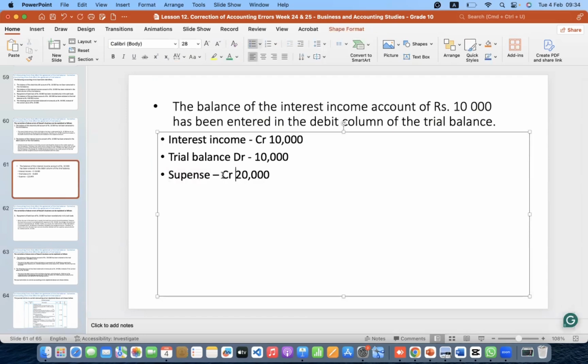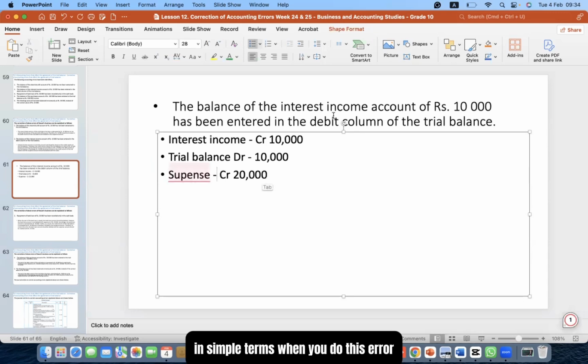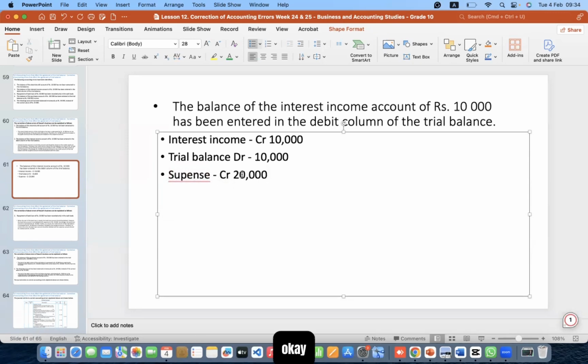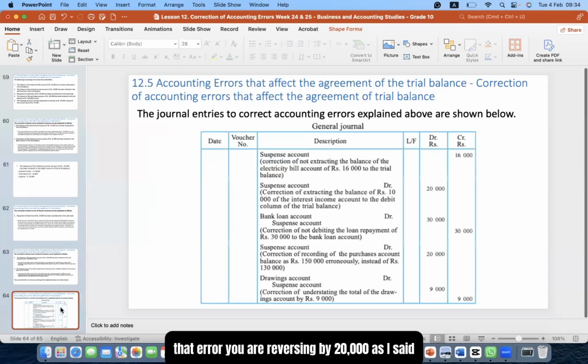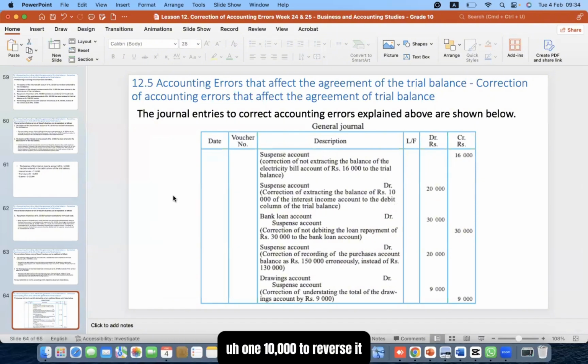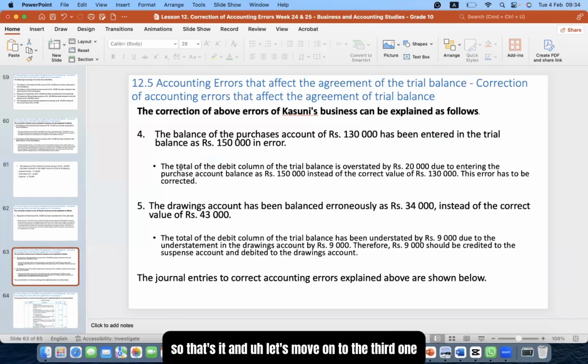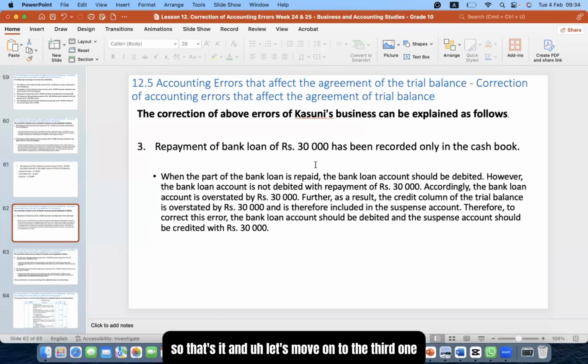In simple terms, when you do this error and you look at the trial balance, you will have 20,000 in error, because of this incorrect entry and the real entry. That error you are reversing by 20,000. As I said, 10,000 to reverse it and the next 10,000 to correct it. So that's it. And let's move on to the third one.